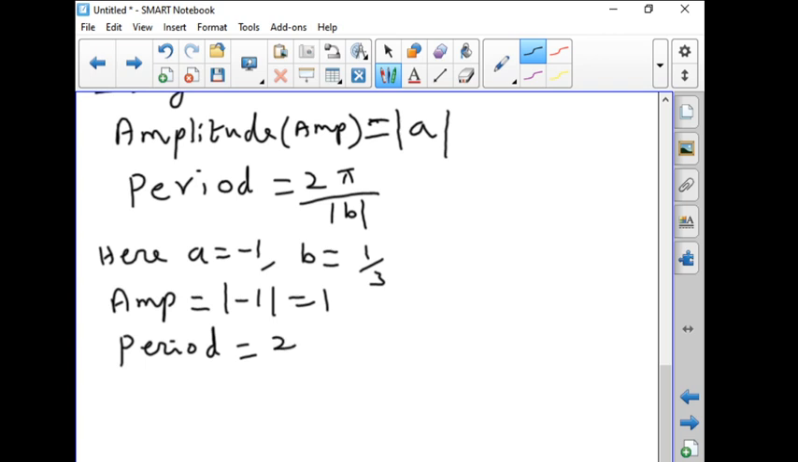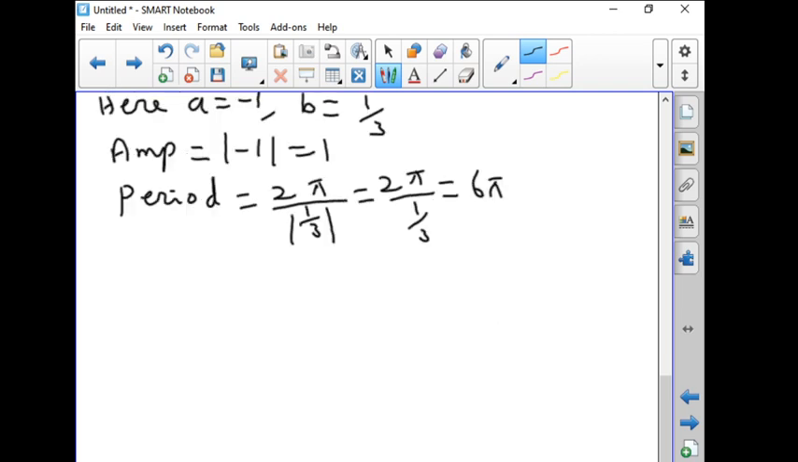Period is equal to 2 pi by modulus of 1 by 3. Modulus of 1 by 3 is 1 by 3. So 2 pi by 1 by 3 is equal to 6 pi. Okay. Now what about the third subdivision?